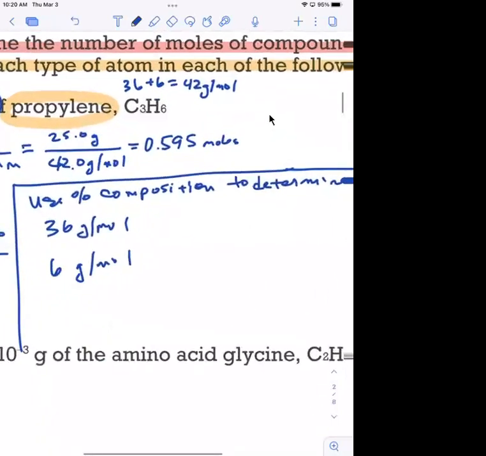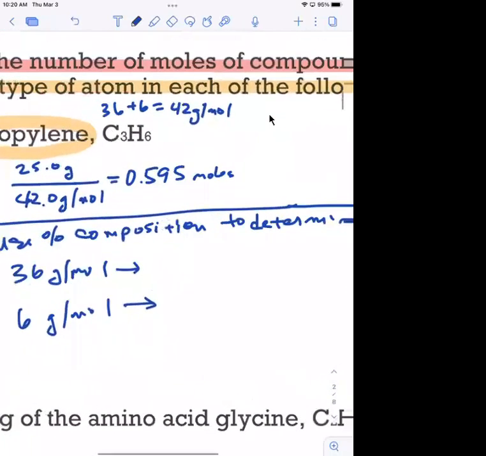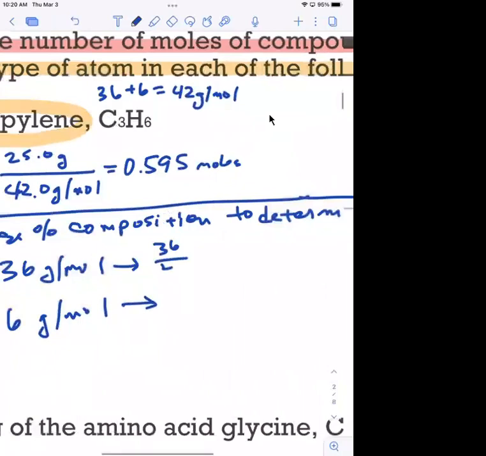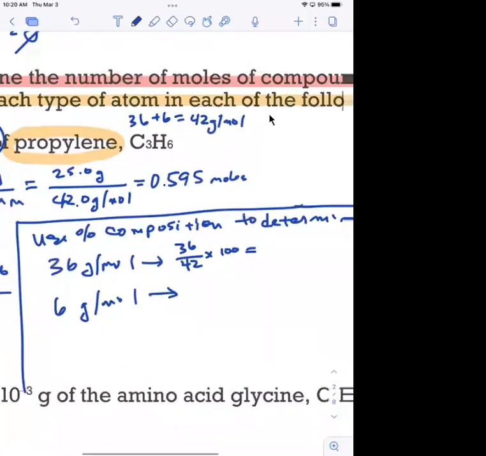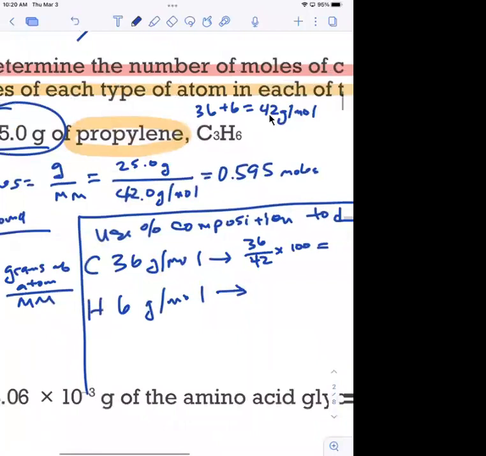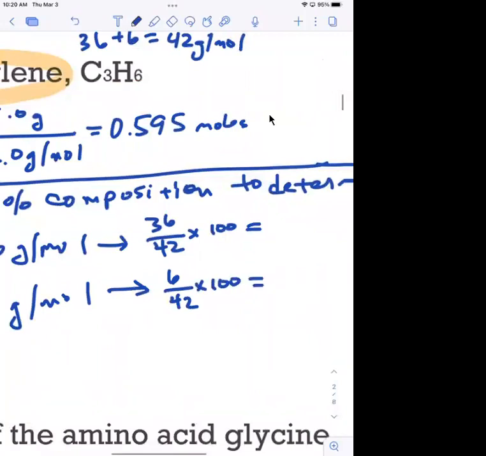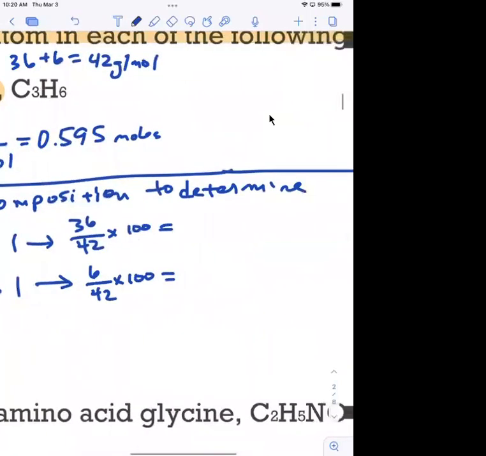So let's find out what percentage of the total each one of these represents. We're going to take 36 divided by 42 times 100. That's going to give me the percent composition of carbon. So that's carbon, that's hydrogen. And then we're going to take 6 over 42 times 100. That's going to give me the percentage of hydrogen. All right. Somebody hit me with that calculation. What is 36 divided by 42?